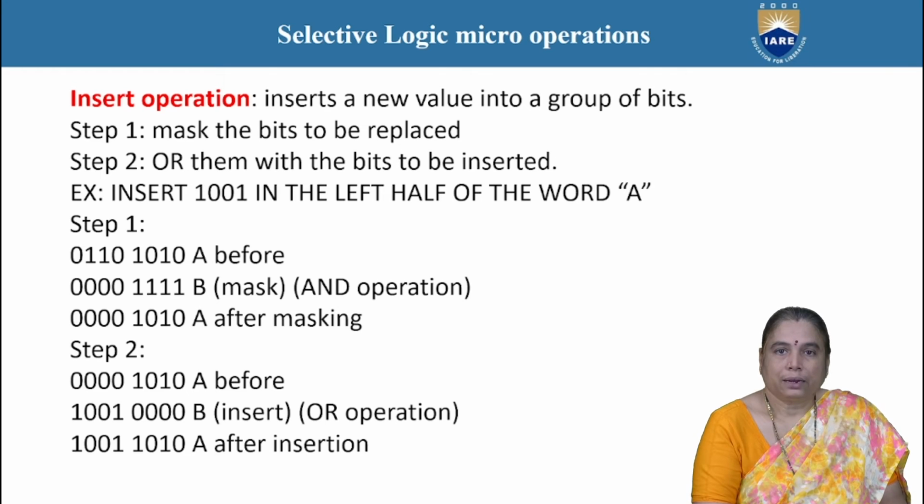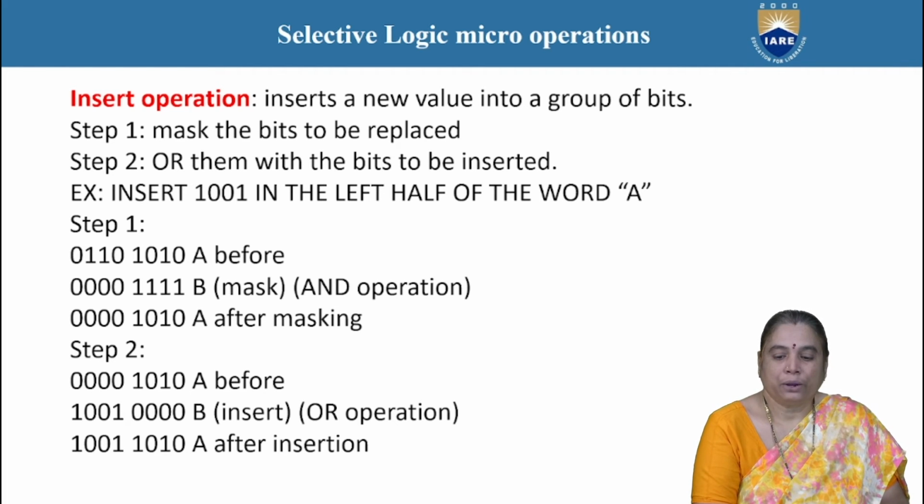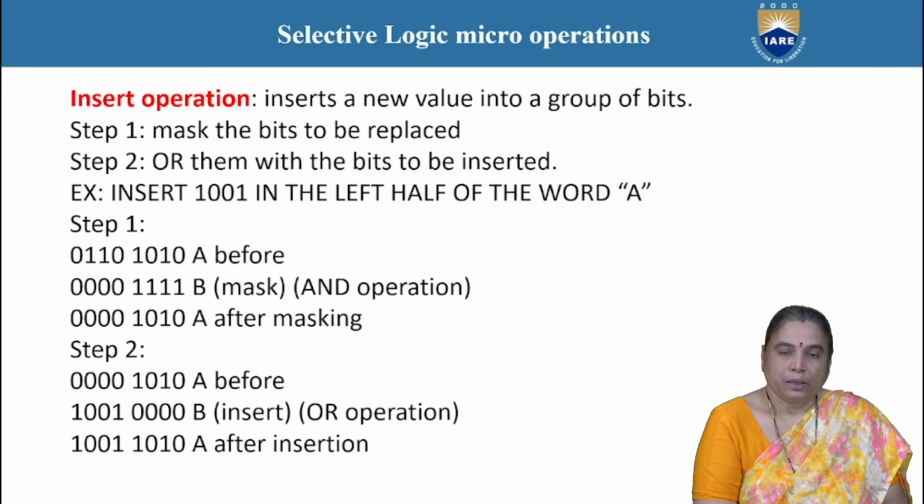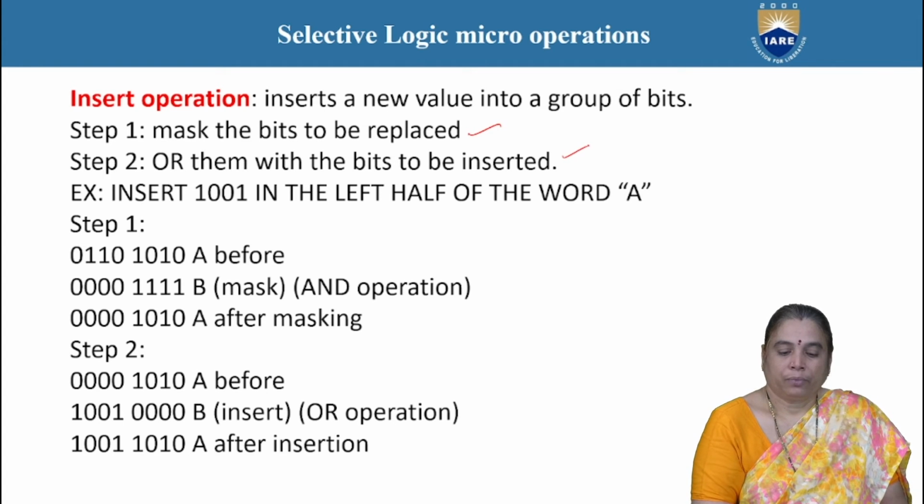Next is the insert operation. It inserts a new value into a group of bits. The steps for the insertion operation are: step 1 is to mask the bits to be replaced. Step 2 is to OR them with the bits to be inserted. So there are two steps in the insert operation.